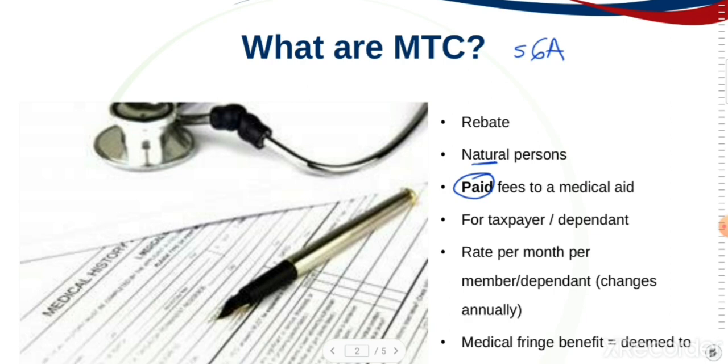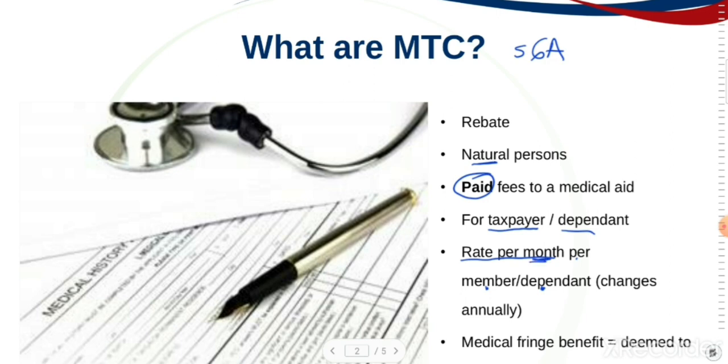Section 6A kicks in if you are dealing with a natural person who's paid fees to the medical aid for themselves as a taxpayer or for a dependent. Then they can claim a fixed rate per month for themselves and for a dependent. The rate changes. If it's the actual taxpayer and they are the only member of a medical aid fund, there's a rate that they can claim. For the first dependent, there's a rate similar to the rate they can claim for themselves as a taxpayer. And for any other dependent, from the second dependent onwards, the rate then changes.